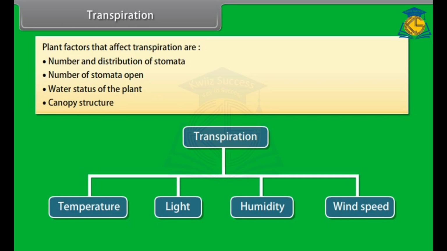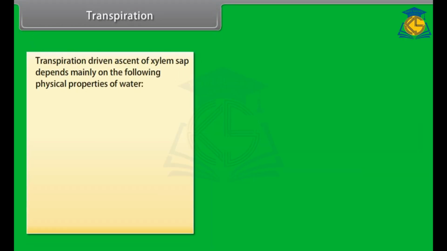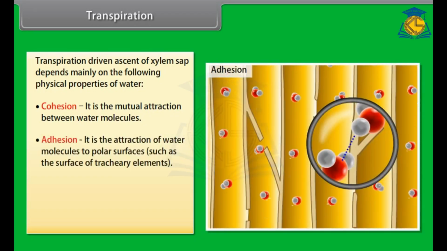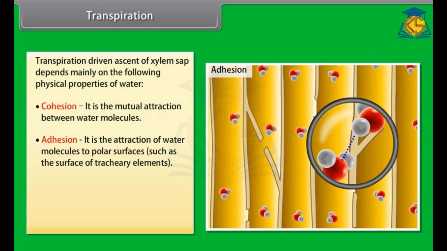canopy structure, etc. Do you know that the transpiration-driven ascent of the xylem sap depends mainly on some physical properties of water? These are cohesion, adhesion, and surface tension. Cohesion is the mutual attraction between water molecules. Adhesion is the attraction of water molecules to polar surfaces, such as the surface of tracheary elements.